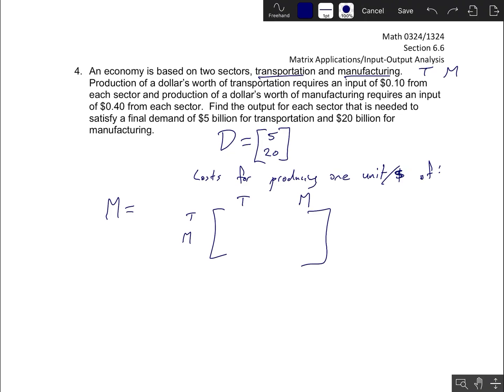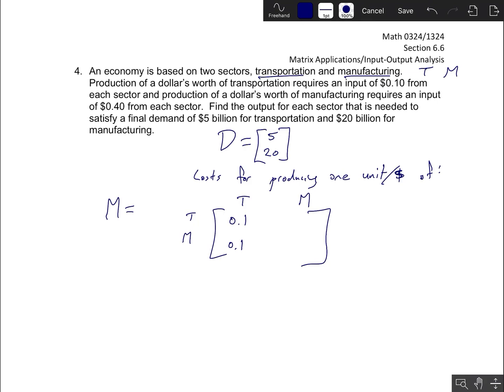So for this first column, I want to record in each of these entries the cost for producing $1 of transportation. And from the prompt, it says that the $1 worth of transportation requires 10 cents from each sector. So that's how I would find the first column. You can interpret this as saying that the production of 1 unit or $1 of transportation requires 10 cents transportation and 10 cents of manufacturing.